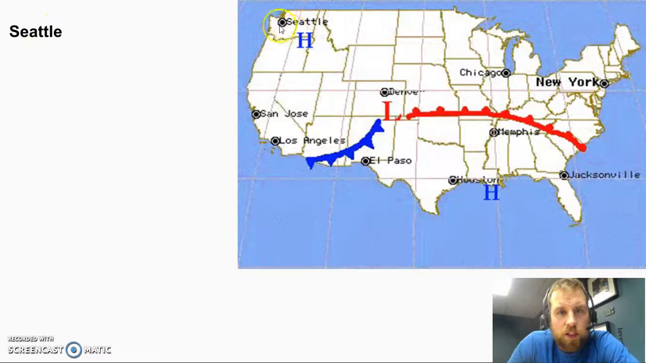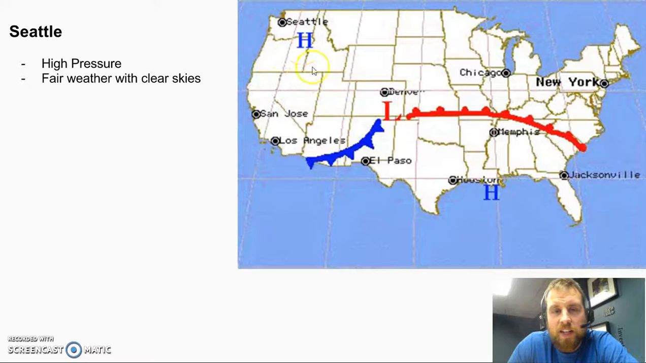So let's take a look at Seattle really quick. Seattle's up here. Not much going on. You don't have a front here, but you got a big H here, which stands for high pressure. So we would say high pressure. And if you guys remember from last class, high pressure is always associated with fair weather with clear skies.